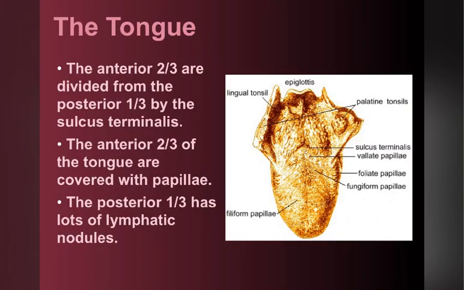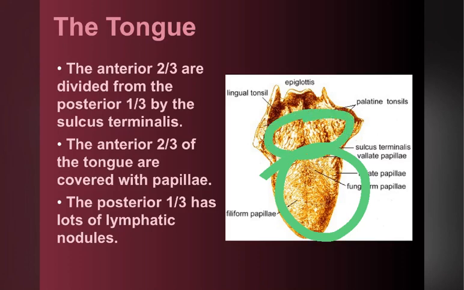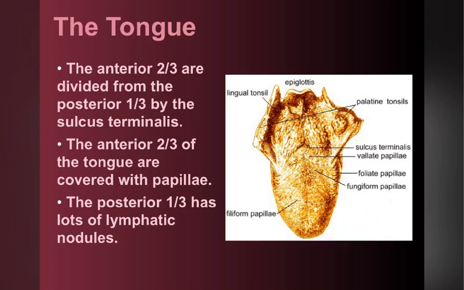The anterior two-thirds of the tongue are divided from the posterior one-third by the sulcus terminalis. It's a V-shaped sulcus that separates the anterior two-thirds of the tongue from the posterior one-third. The anterior two-thirds of the tongue are covered with papillae. There are different types of papillae. We will talk about them shortly.